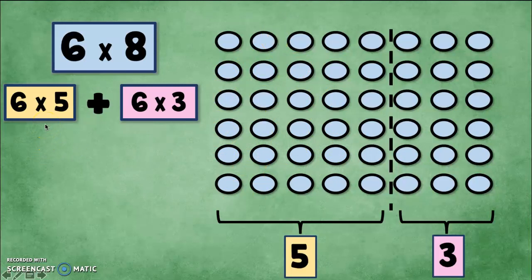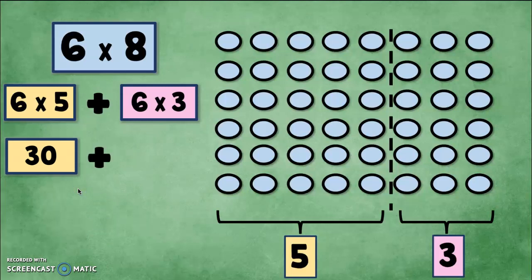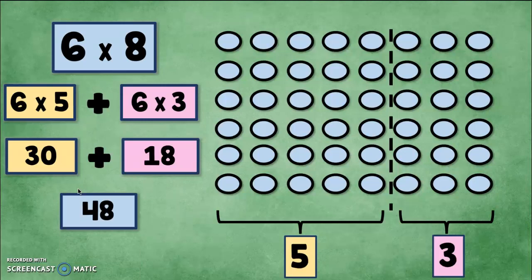So friend, what's 6 times 5? Yeah, you can count by 5s if you need to 6 times, but you might know it so fast. 30. Good. And I'm going to add that to what's 6 times 3. Let's count by 6s. 6, 12. Good. 18. Now what do? Am I done? No, I have 30 plus 18. I need to figure out what that answer is. So friends, what's 30 plus 18? You're good with adding. 48. So look at my answer. 6 times 8 is equal to 48.